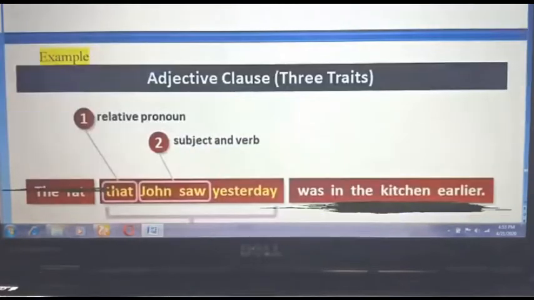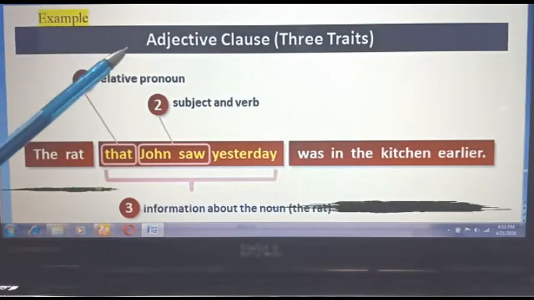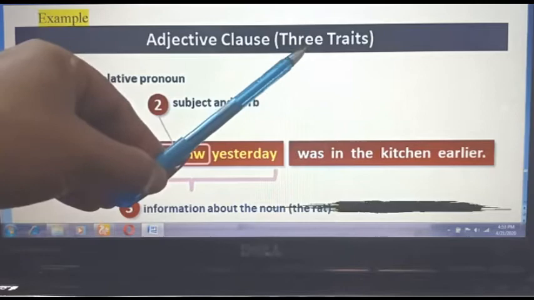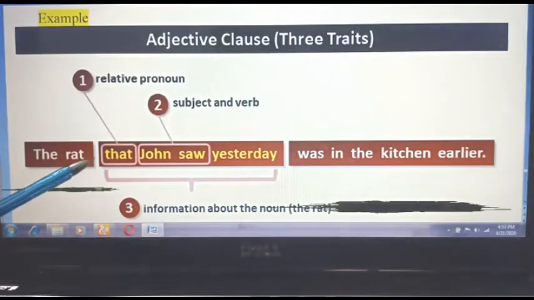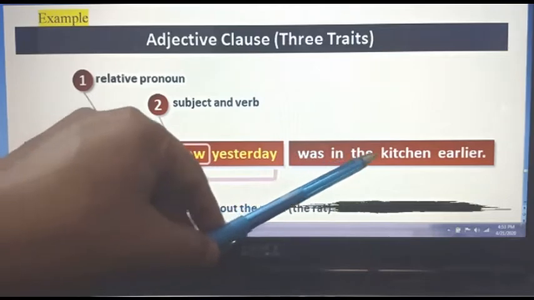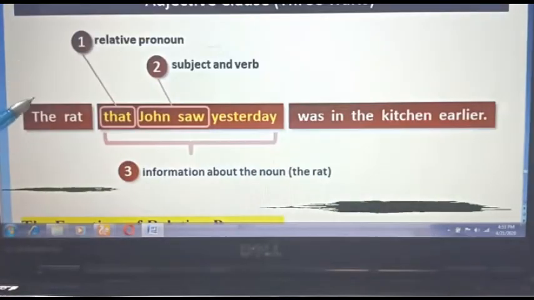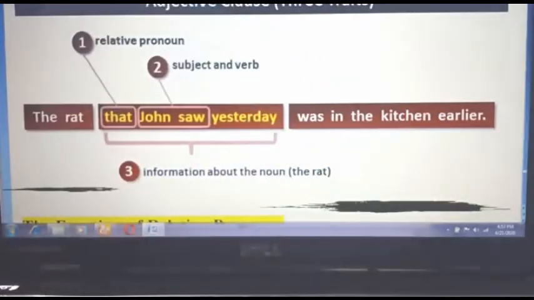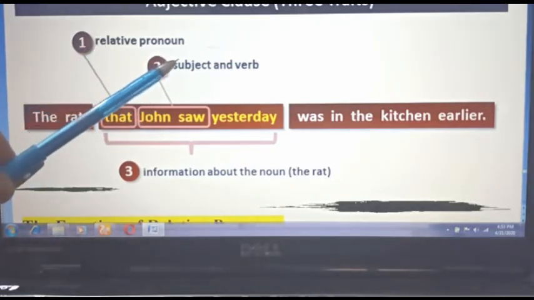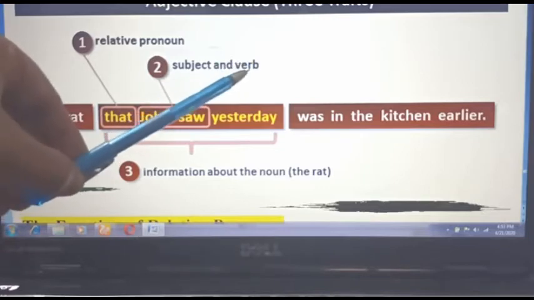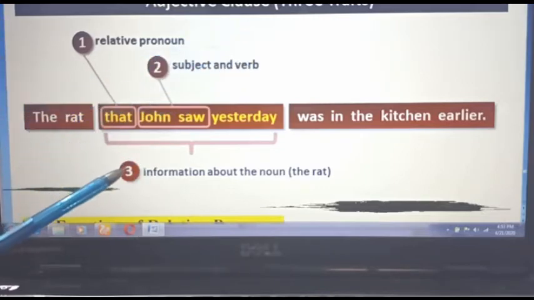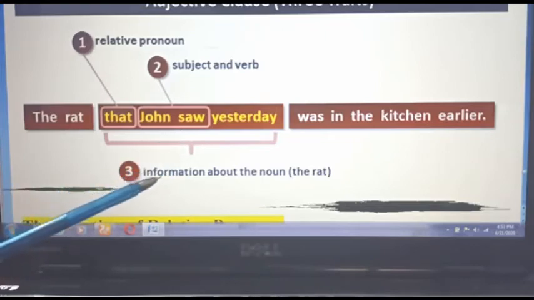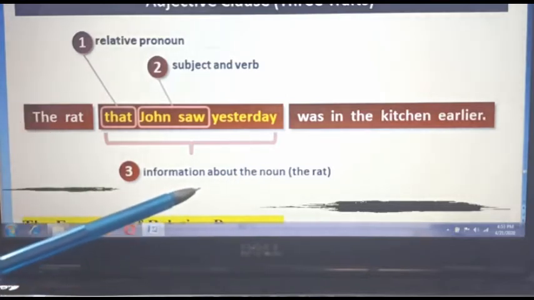Let us learn with an example. An adjective clause carrying three traits. The rat that John saw yesterday was in the kitchen earlier. That is a relative pronoun. John is the subject. Saw is the verb. Therefore, this is an adjective clause. It informs us about the noun.